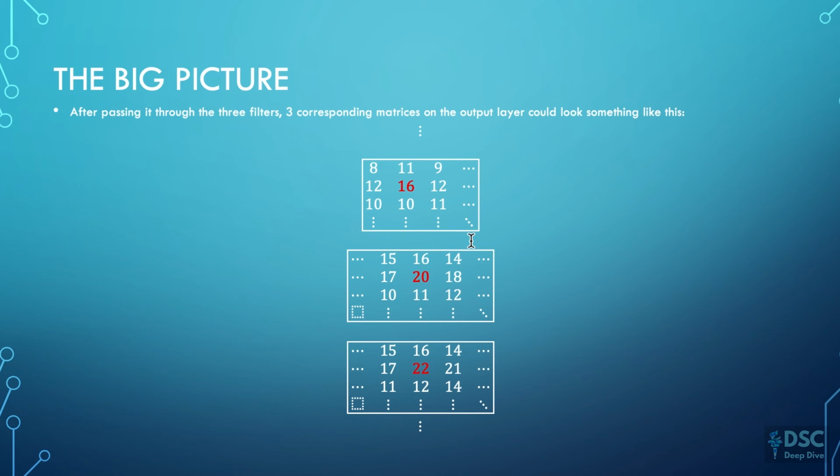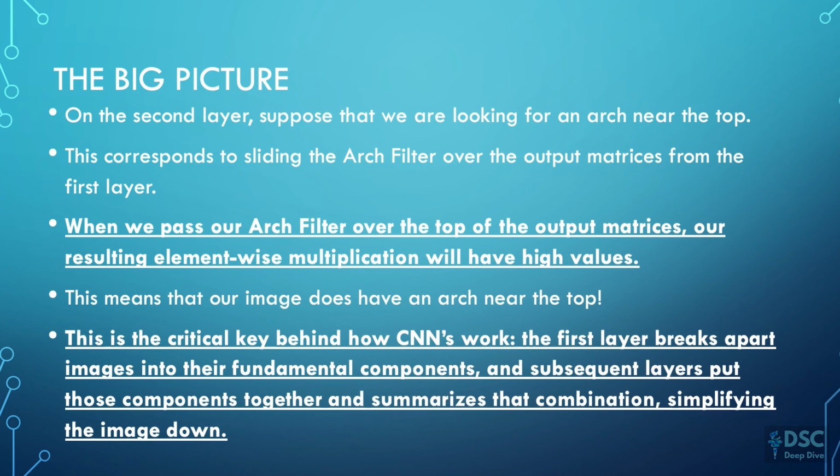For example, this is the matrix which corresponds to the left-hand side of the arch on the previous slide. So basically, we can see that this 16 is the highest number in its local area, and essentially what that means is that the subregion of our image which corresponds with this 16 matches the left-hand side of an arch the best relative to the other subregions which are near it, near the top.